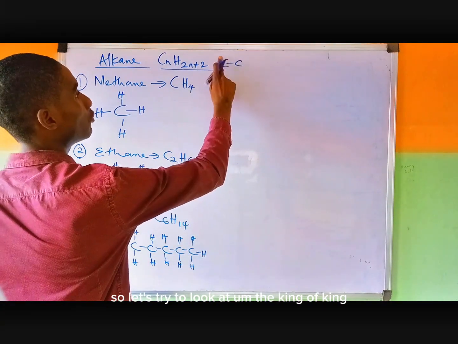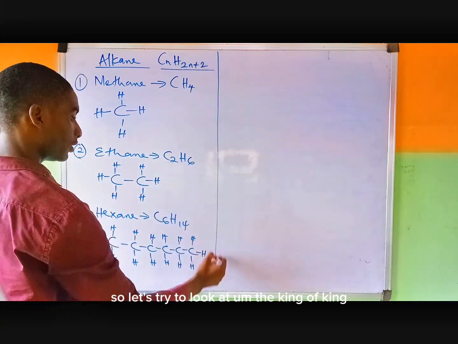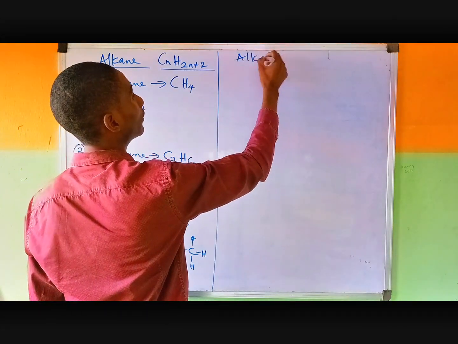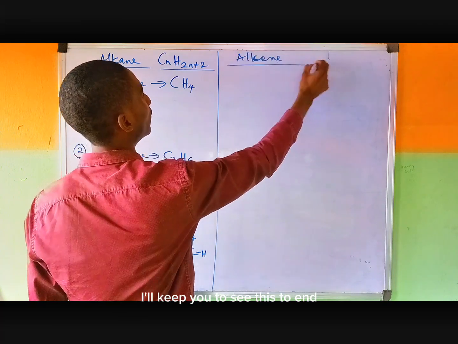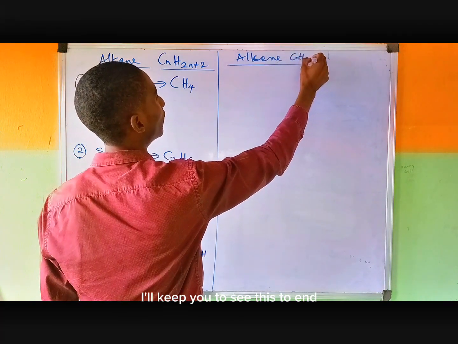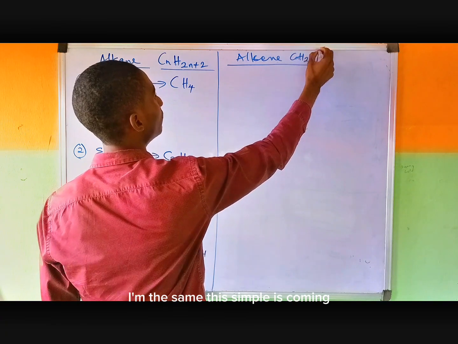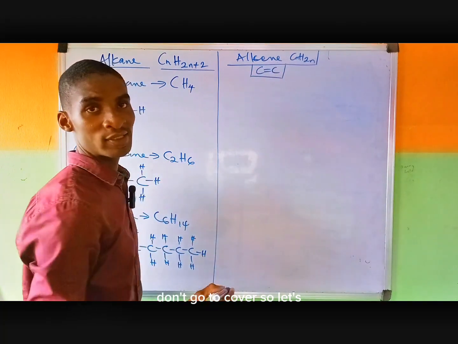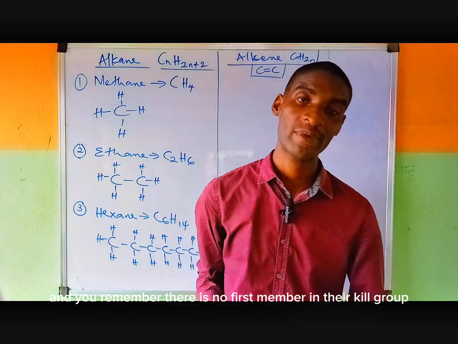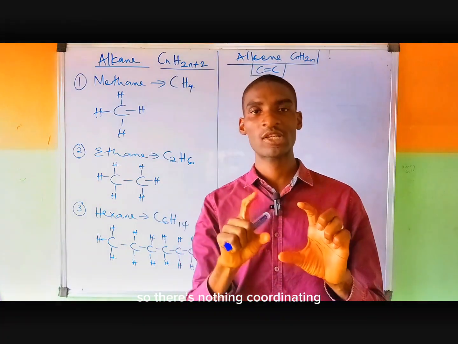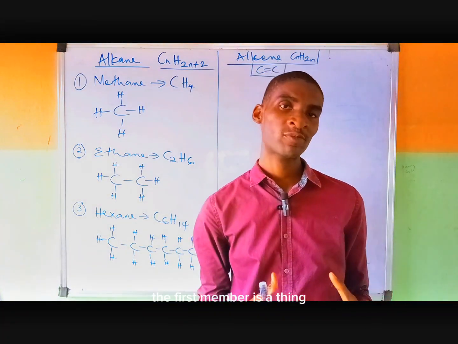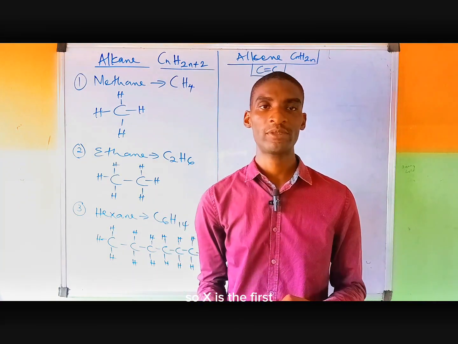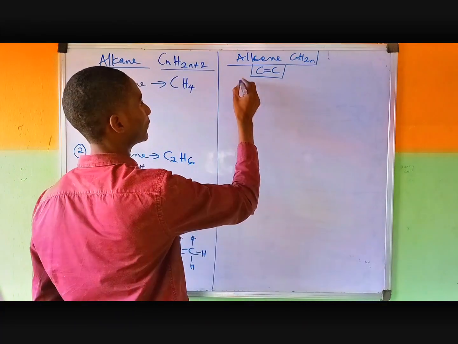Okay, so let's try to look at the alkene. Remember, the formula for alkene group is CnH2n, and the symbol is carbon double bond to carbon. And you remember there is no first member in the alkene group, so there is nothing called methane. The first member is ethene, so ethene is the first member. Now let's draw for ethene.